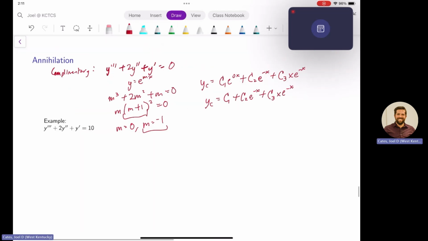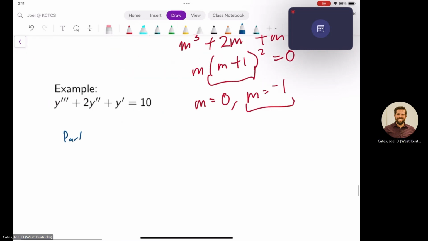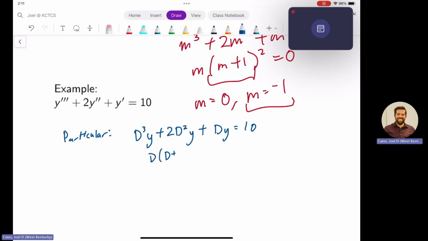finding the particular solution. How we're going to go about doing that is let's translate this into differential operators. So we've got D cubed y plus 2 D squared y plus Dy is equal to 10. How do you break that down? Well, I can pull out a y, and this thing will factor much like my auxiliary equation did. I'll have D times D plus 1 squared times y is equal to 10.